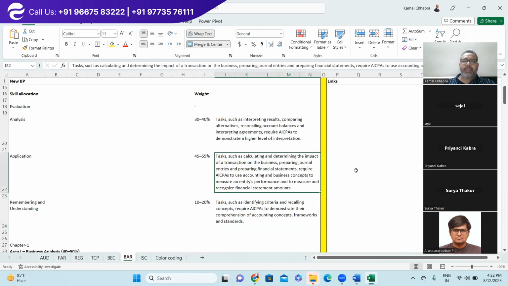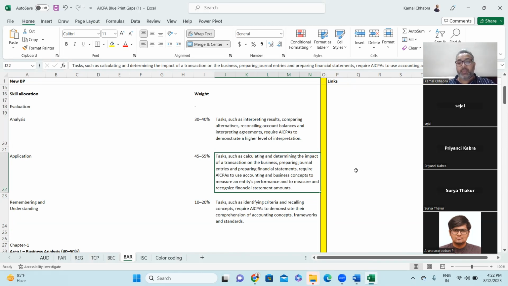And then coming to the application skill. Application means the concept which you have understood, how to apply it in the respective framework and the respective situation. That is the application skill set. Tasks may require some calculation, determining the impact of a transaction on the business, preparation of journal entries or financial statements, requiring the candidate to use accounting and business concepts to measure entity performance, measurement or recognition. So this includes some amount of calculation as well to apply those concepts.